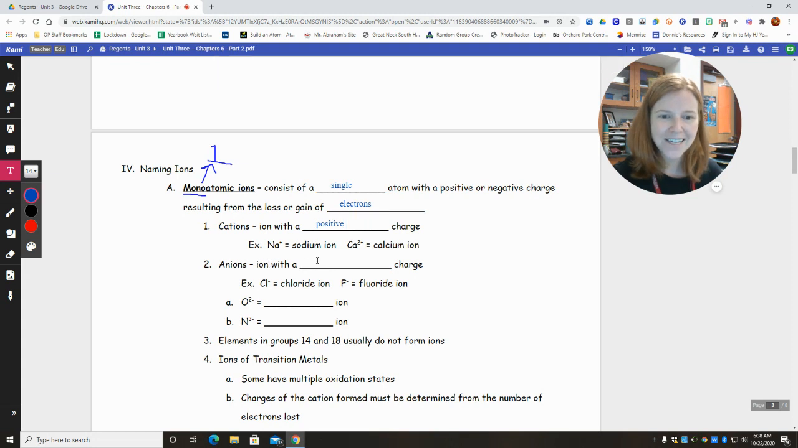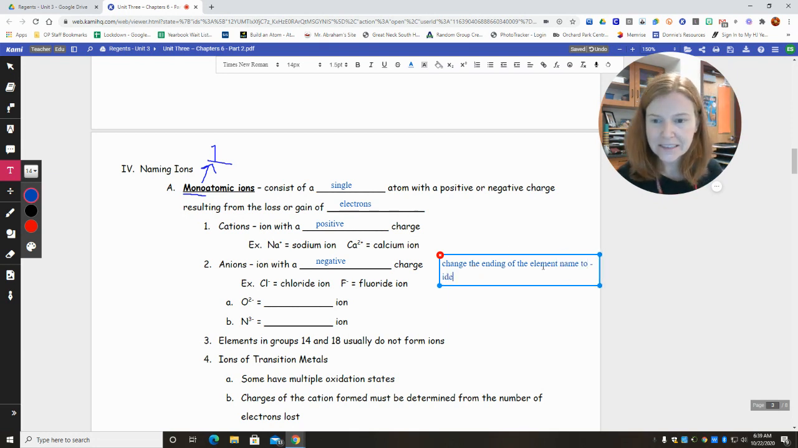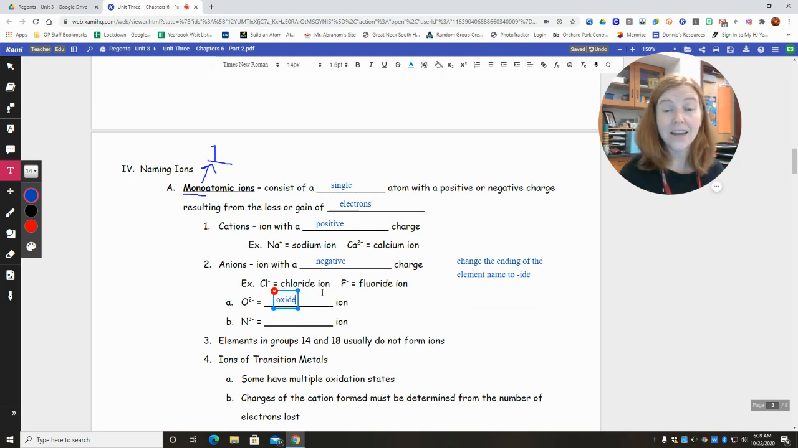An anion is an ion with a negative charge. Now, with this, there is a slight additional rule. You need to change the ending of the element name to -ide. So, chlorine becomes chloride ion. Fluorine becomes fluoride ion. Oxygen becomes oxide ion. Nitrogen becomes nitride ion.